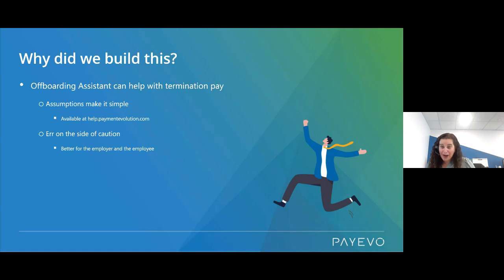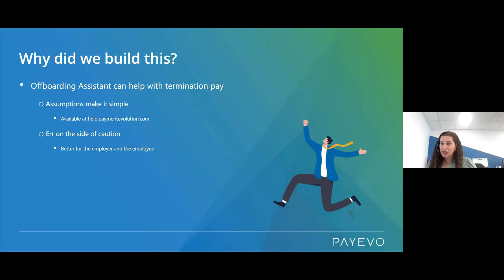So I ask you again, why did we build this? Well, really simply, the Offboarding Assistant can help you with your termination payments. What we've done when we built the tool was we created it with a series of assumptions. And the assumptions are kind of basic things that you can look at and say, yep, this applies to my employee. They keep the tool from asking you 50 questions down to a maximum of 5 questions, depending on your province and your situation.